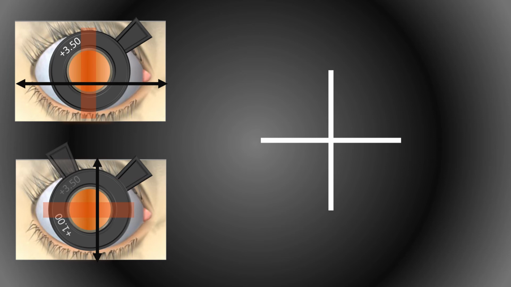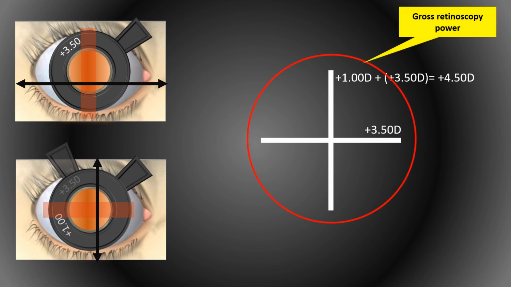So for this case, first we neutralized the horizontal meridian with plus 3.50 diopter by placing the streak vertically. It will be written on the horizontal axis of the power cross. Then we neutralized the vertical meridian with plus 1 diopter spherical over plus 3.5 diopter. So the vertical meridian needed plus 1 plus 3.5 in total to get neutralized. It is written as plus 4.5 diopter on the vertical axis of the power cross. And now this power cross represents gross retinoscopy power.